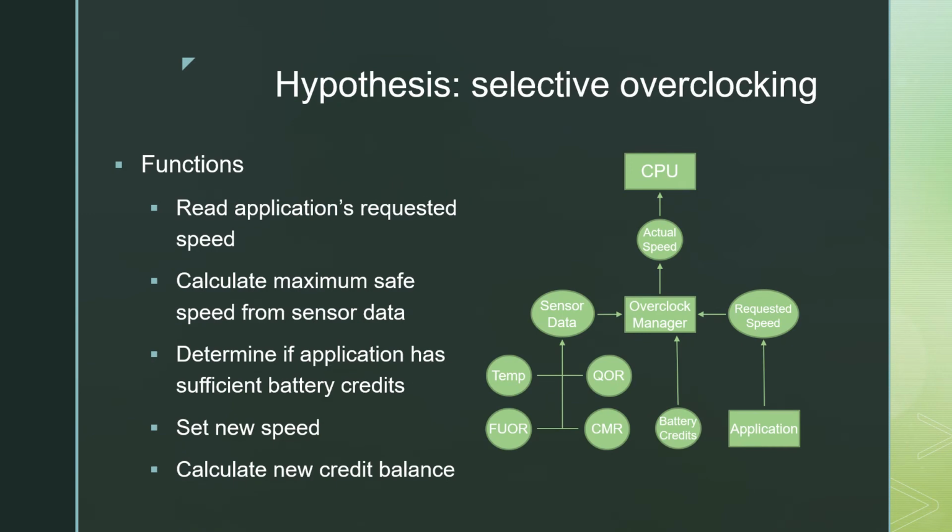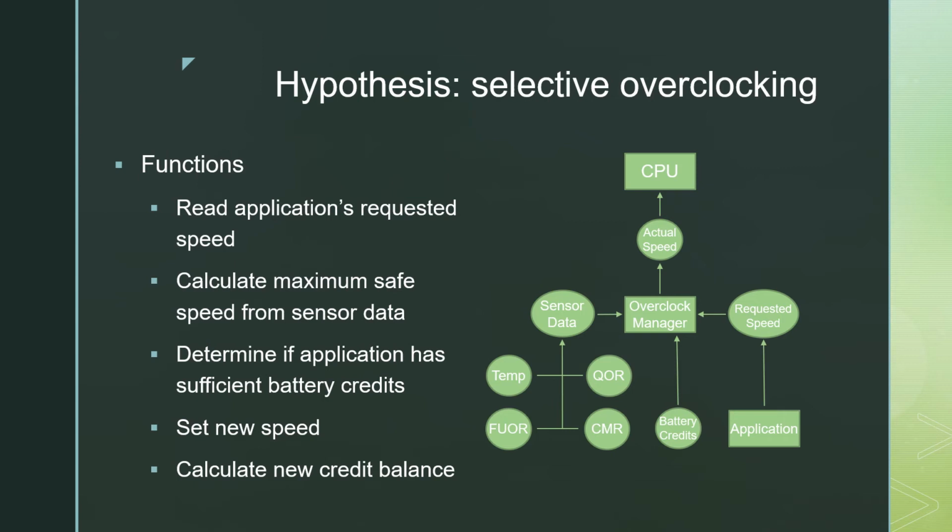To enable selective overclocking, I have created this model of an overclock manager. This is a process that would run inside the operating system. Its functions would be to read the requested speeds from the application, the main application running. Simultaneously, it would calculate the maximum safe speed, depending on the sensor data available to it. Finally, it would take a look at the application's battery credits.